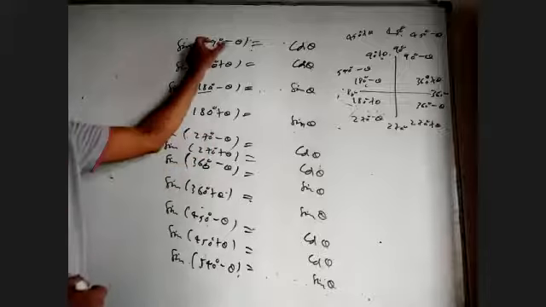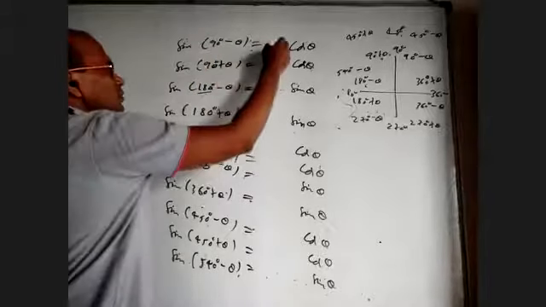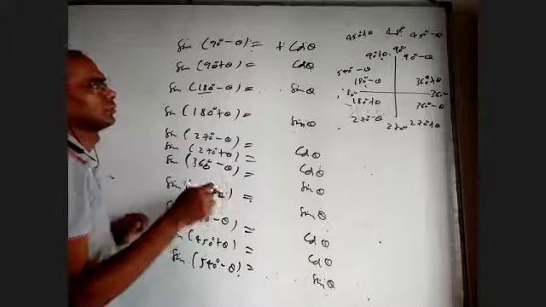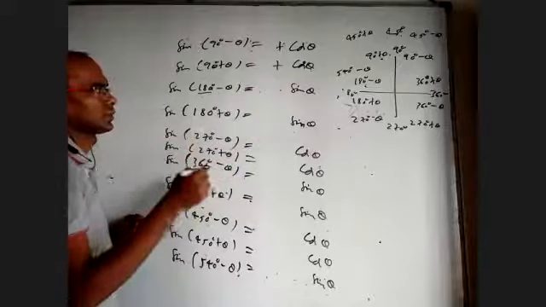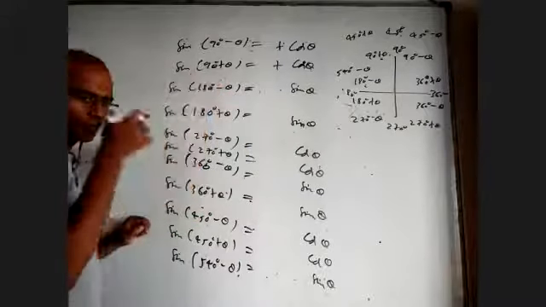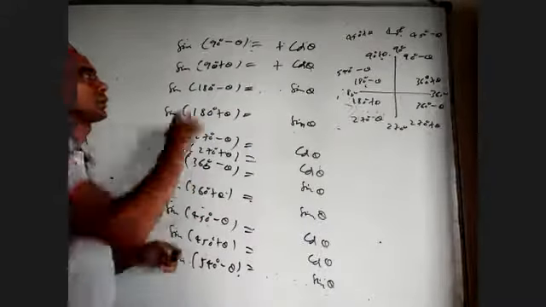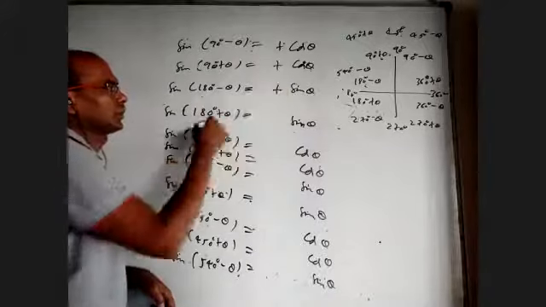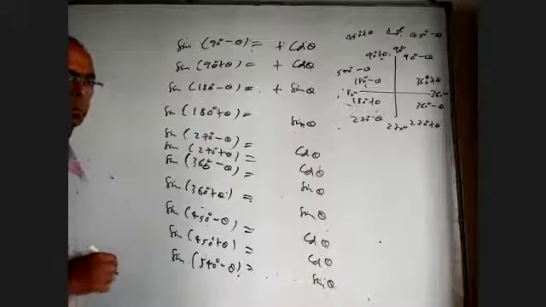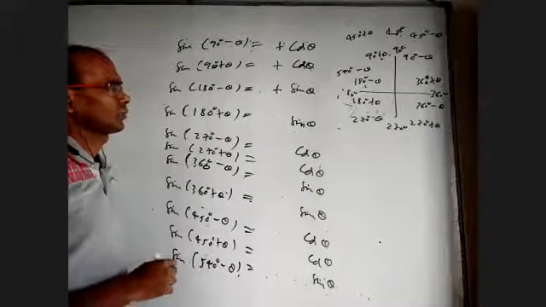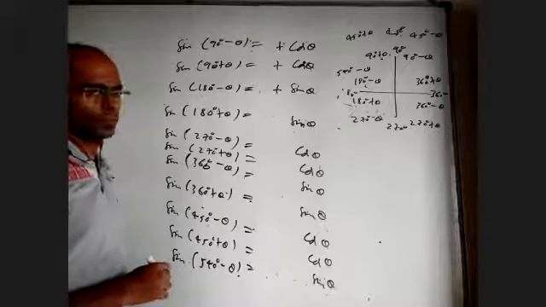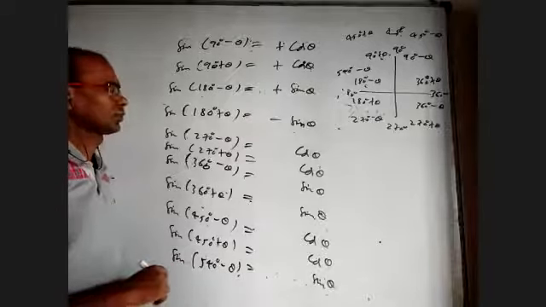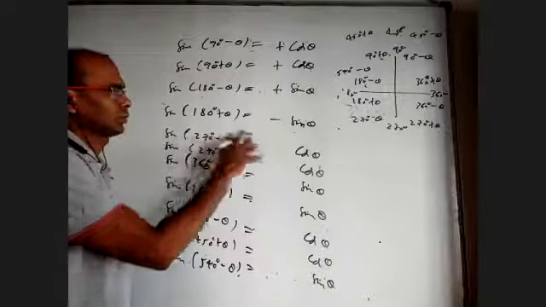Why don't you tell the signs here? Sir, first one is positive. Which quadrant is it? It is in first quadrant, sir. Second one is also positive, sir. Which quadrant? It is also in first quadrant. 90 plus theta, which quadrant? Second quadrant, sir. And 180 minus theta, which quadrant? It's in second quadrant. It's positive, sir. Third one is in third quadrant, so it is negative.